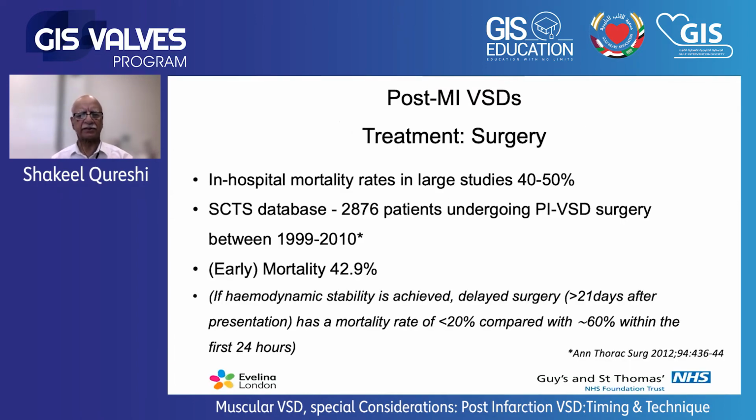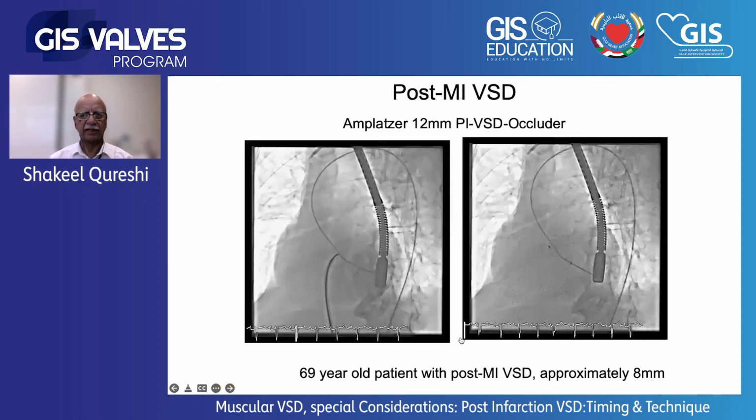Surgery, as I mentioned, carries a high mortality. Various studies show a mortality of around 40 to 50%. The SCTS database between 1999 and 2010, of nearly 3,000 patients, showed an early mortality of around 43%. If you could delay the surgery for more than 3 weeks, more than 21 days, then the mortality rate falls to less than 20%. And so that is, in a way, if you like, a process of natural selection.